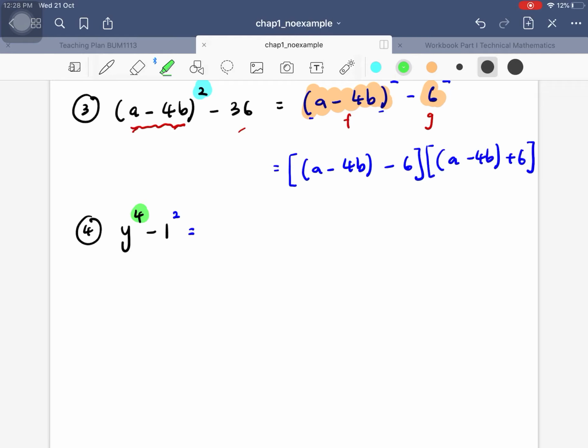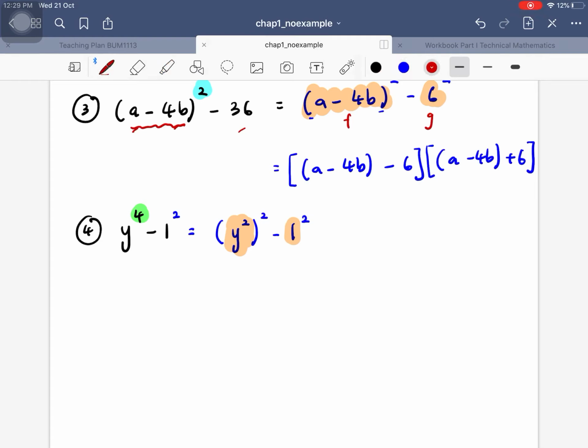But we know that 4 is actually a multiple of 2, so we can make it in terms of 2. So how am I supposed to do that? I can write this as y to the power of 2 squared, minus 1 squared. So therefore, for this case, our f is going to be this whole thing, and this is going to be our g.